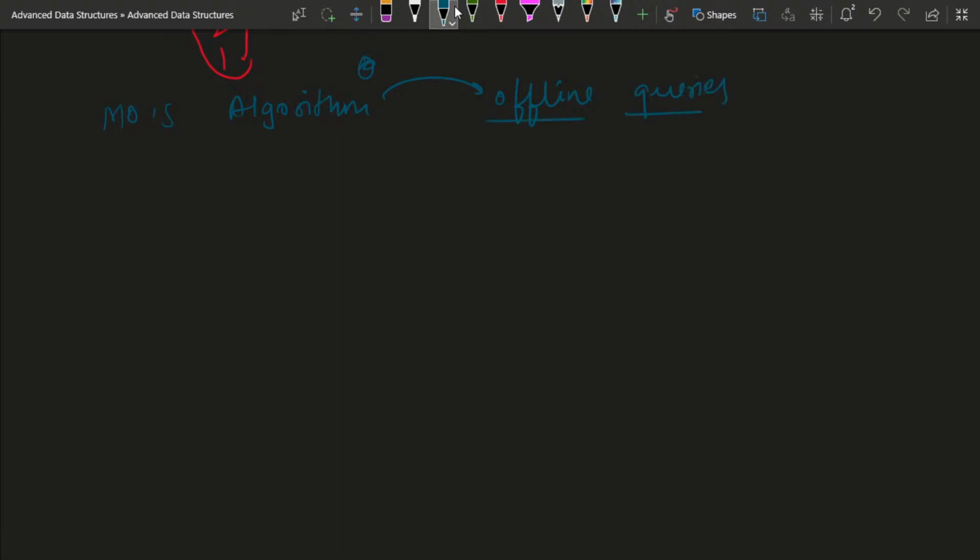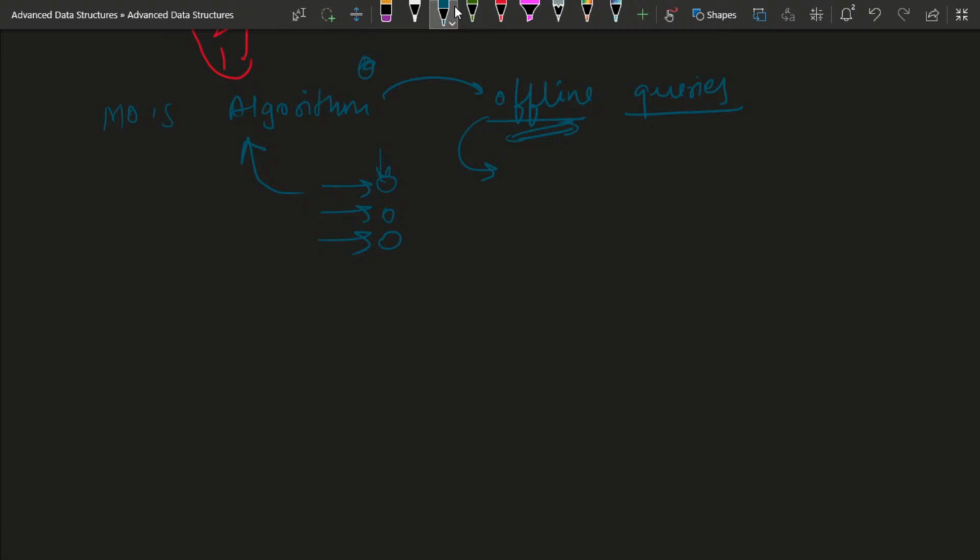Okay, so if we are going to get a problem, and if we are able to categorize the queries, the kind of problem. Like if we are getting a problem and in the problem we are asked some number of queries, and if we are able to identify the nature of the queries, like if we can categorize it as offline, then only we can apply the Mo's algorithm here. Otherwise it would be difficult to do so.